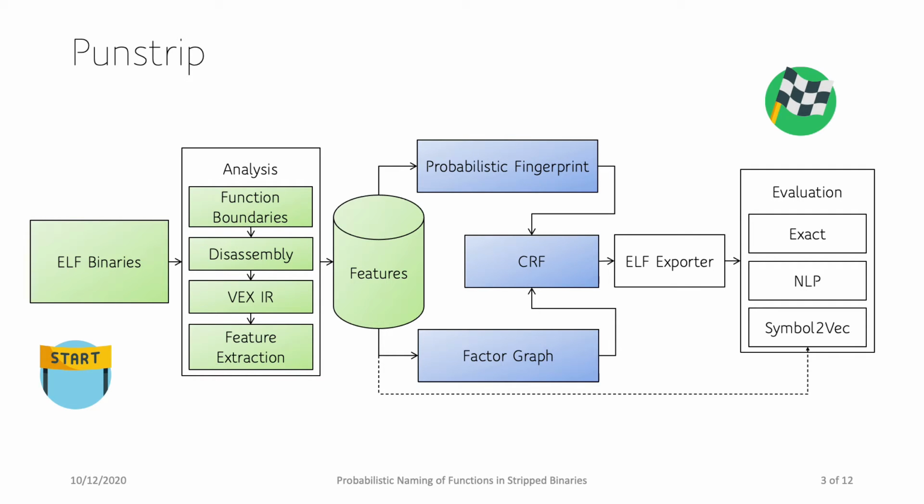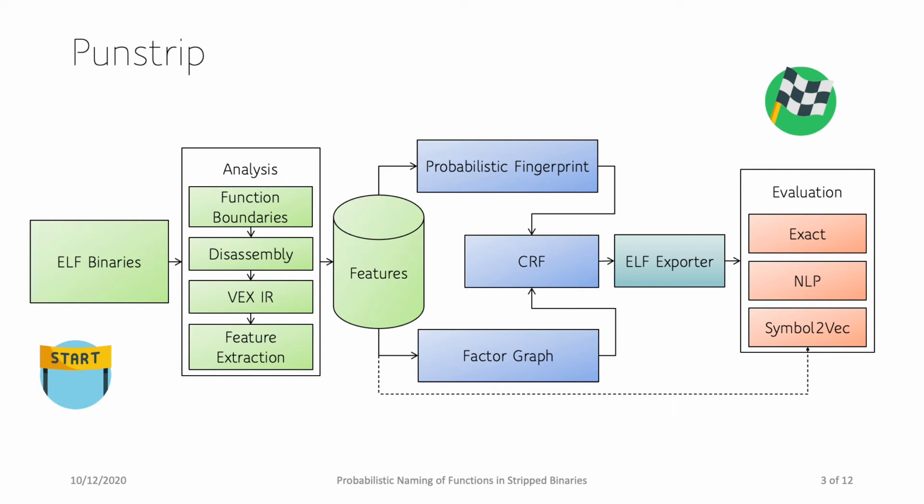The factor graph and our probabilistic fingerprint are then used to build a general graph-based conditional random field. The conditional random field allows us to learn a set of weights that express the importance of individual relationships in naming functions. Finally, after we have inferred names of each function using our probabilistic graphical model, we rewrite the binary's ELF header and insert entries into its symbol table so that they can be used for debugging purposes.